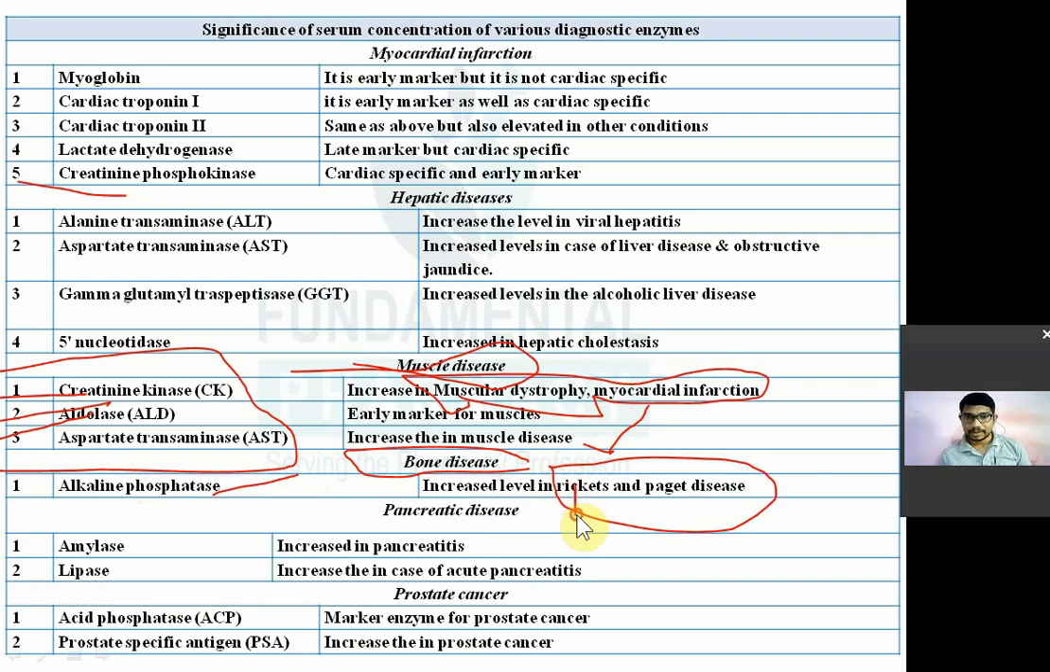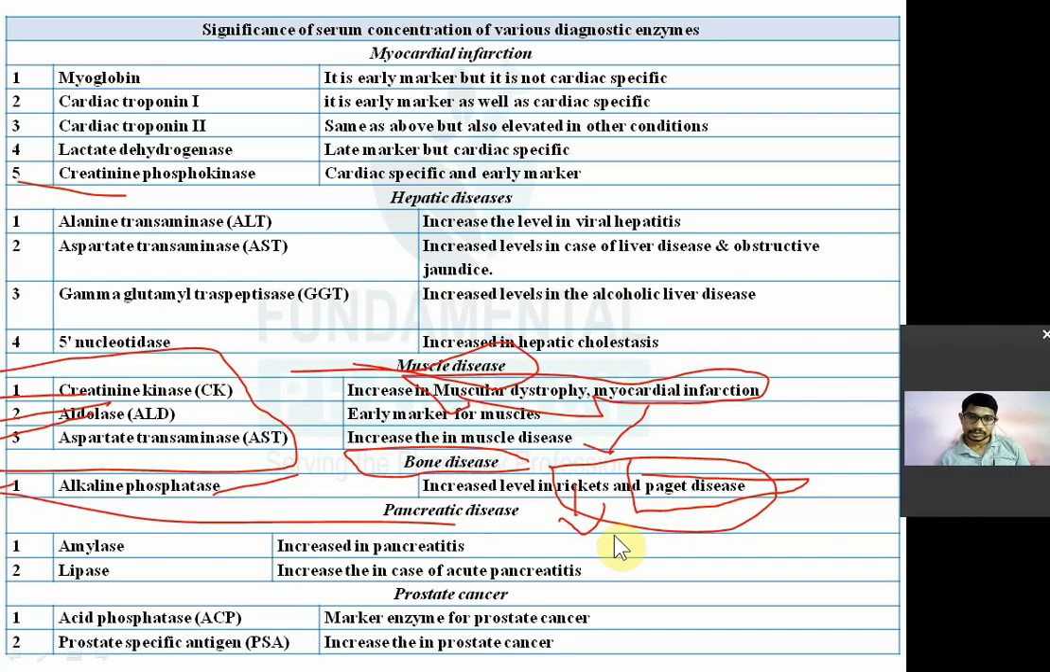Rickets is caused by deficiency of vitamin D3 in the children. Osteomalacia is caused by deficiency of vitamin D3 in the adults. Paget disease में bone malformation होता है. So it is alkaline phosphatase.